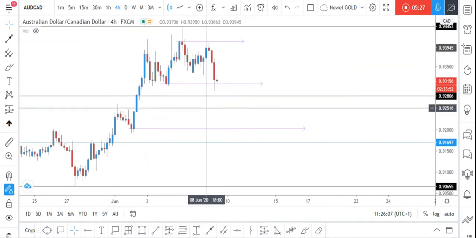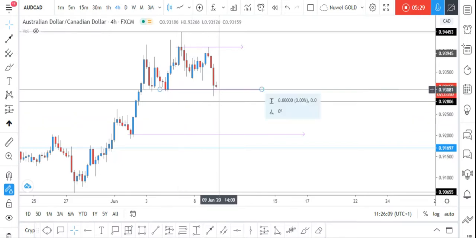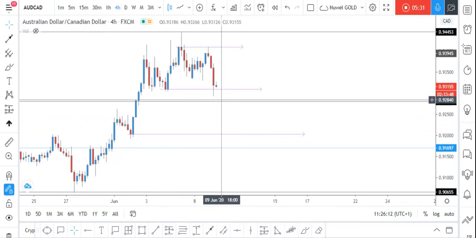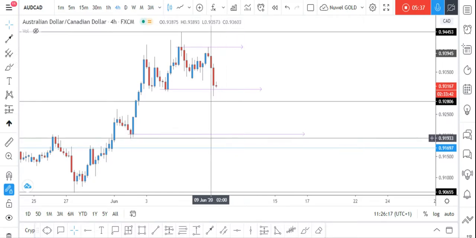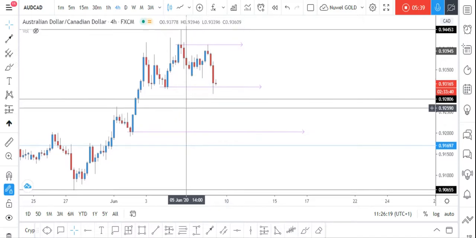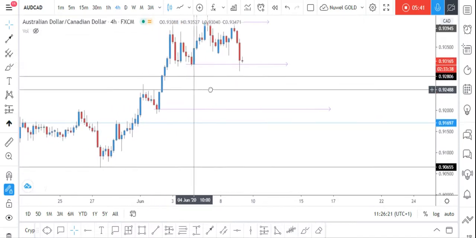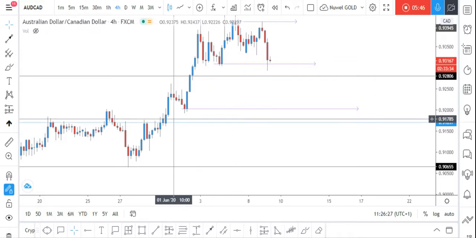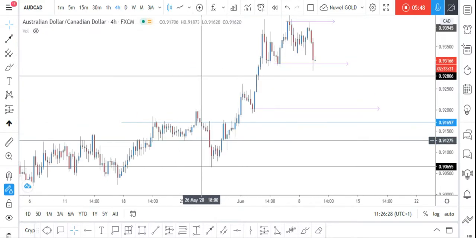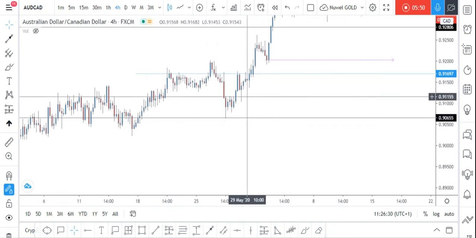So now that we've marked this up, with a break of this level, we can potentially see price come back into 0.9200 now to pick up orders. Remember, people that are going long have stop losses here. So it has taken out these people. They also have stop losses here, and they should also have stop loss here.